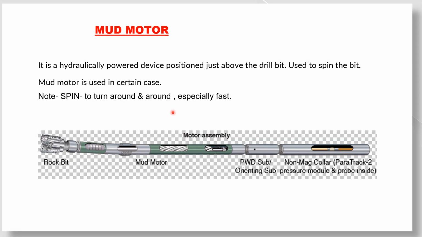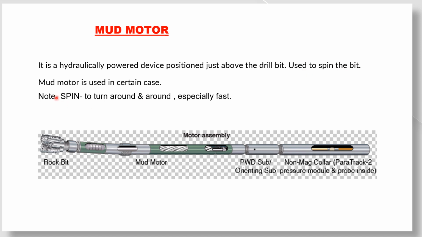And the last but not the least topic of this session, mud motor. See, this is our drill string and the mud motor is located here. The mud motor is a hydraulically powered device positioned just above the drill bit. This is the drill bit, and above the drill bit the mud motor is located. And why is it used? It is used to spin the bit.